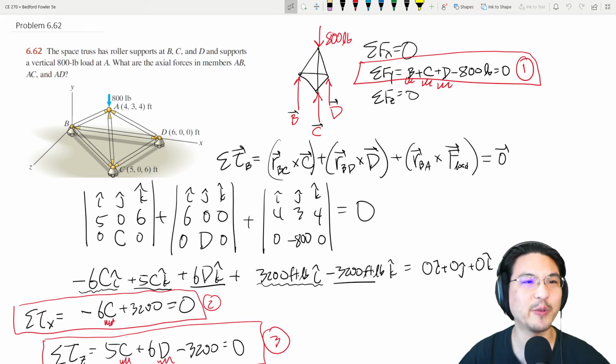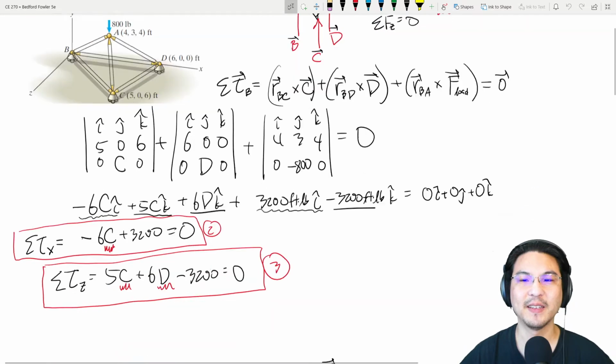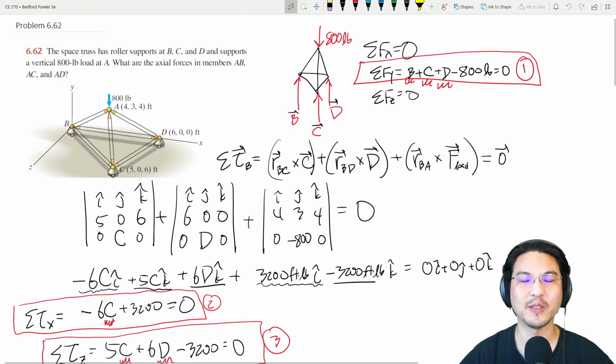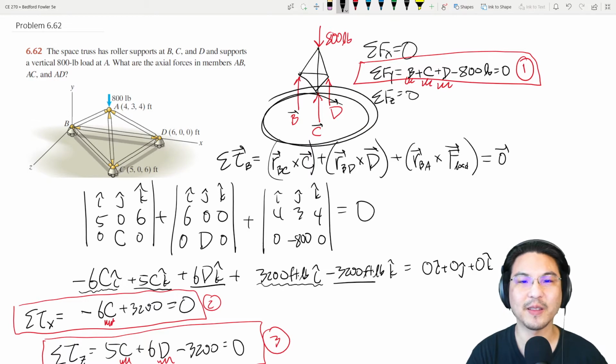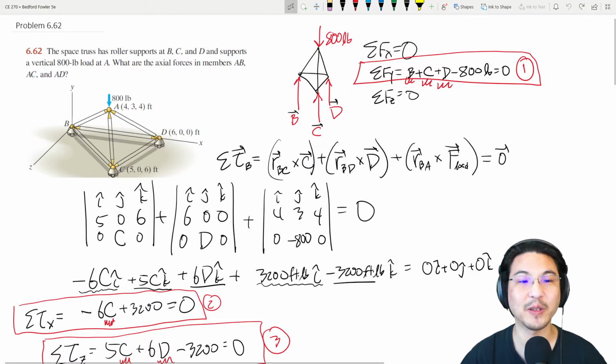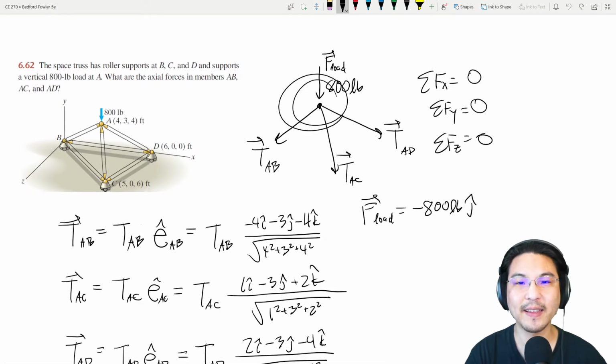Everybody. So continuing problem 662, this was the space truss. We kind of went over, right, draw the free body diagram for the whole thing. You can sum forces, sum torque. That allows you to solve for all three of the reactions at the roller supports. So we know all three of the reactions. Then we did the method of joints, basically at joint A.